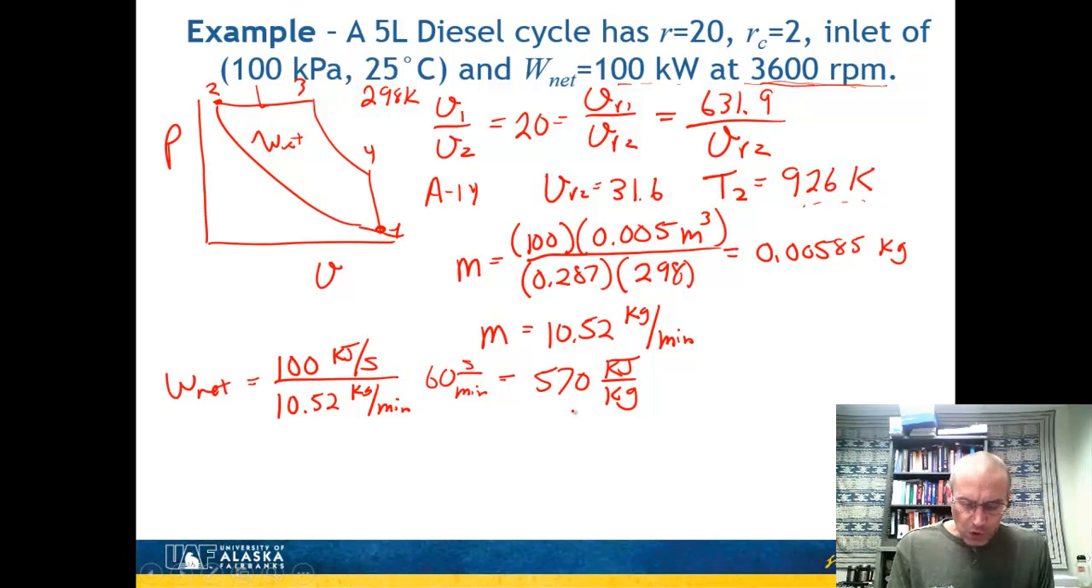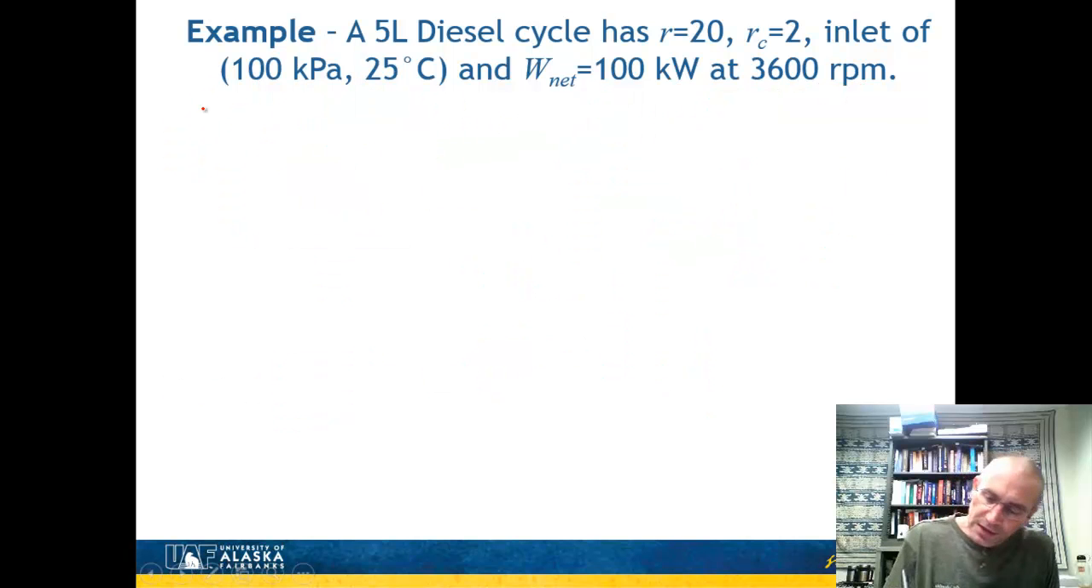All right. So now what we're going to do is keep moving through. We want to find Q in on a per mass basis, which is 2 to 3, which means I need to know the enthalpy values at that point. I know everything at point 2, so I've got T2, which is 926, and I know that the volume is 1/20th. So I'm going to have to get it over to point 3. So let's go ahead again. We're going to be using some ideal gas relations.